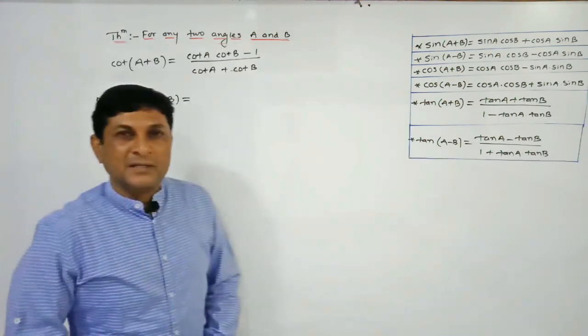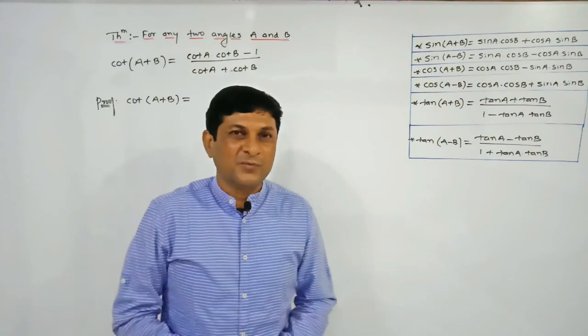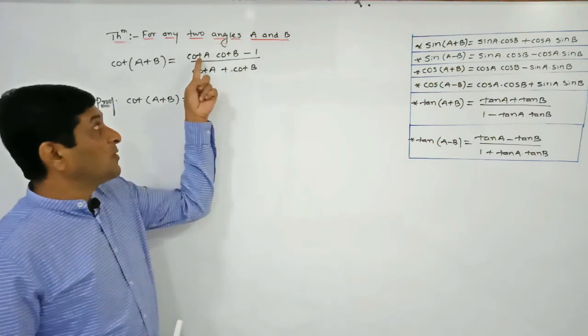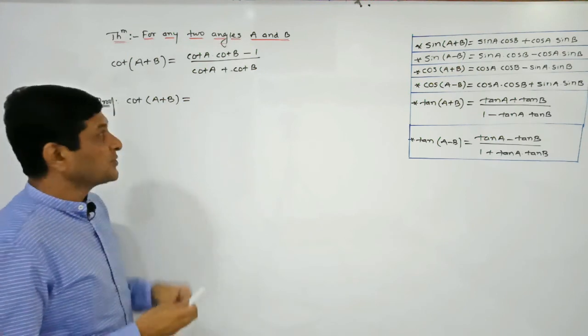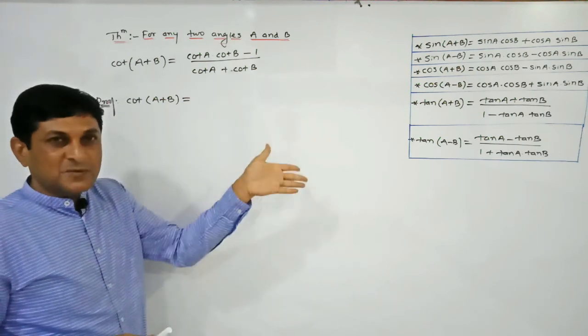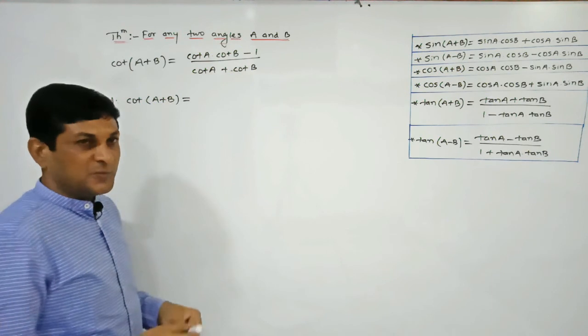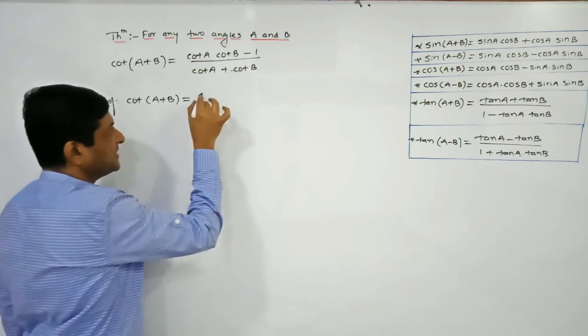Also cot A plus B, we have to prove that its value is equal to cot A into cot B minus 1 divided by cot A plus cot B. So to prove these formulas, again we have to make use of these proved formulas. So we know that cot can be written as what?